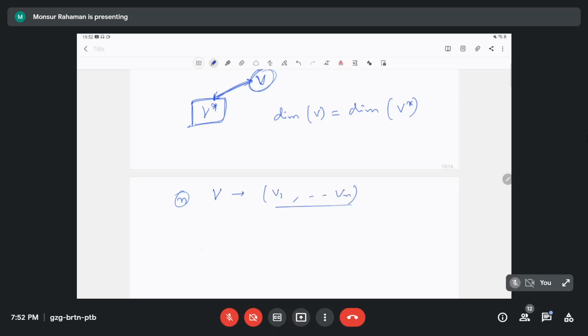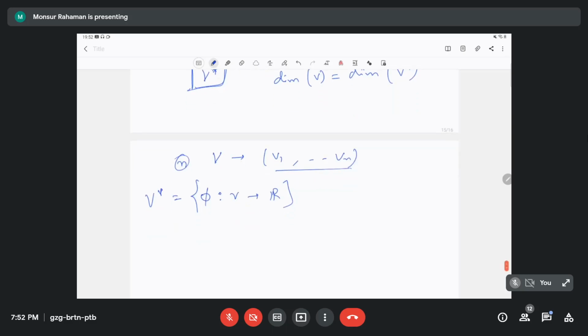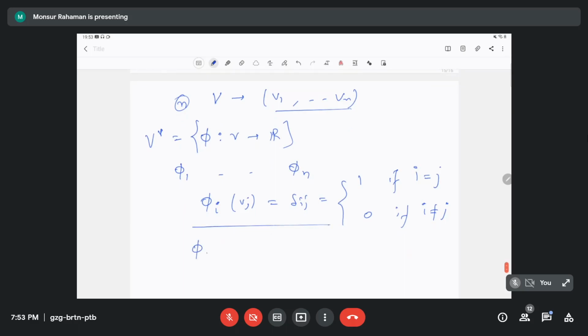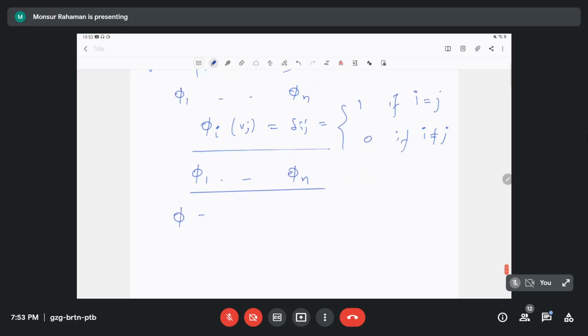as a basis vector. Now because this set V star is all linear functionals, so from all linear functionals you have chosen n special functions phi 1 to phi n, and defined it like this: phi i of Vj equals delta ij, which is 1 if i equals j, and 0 if i not equals j. And by this definition you can prove that phi 1 to phi n are linearly independent, and any linear function can be expressed in the form of phi 1 to phi n.